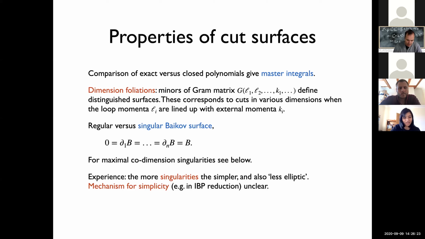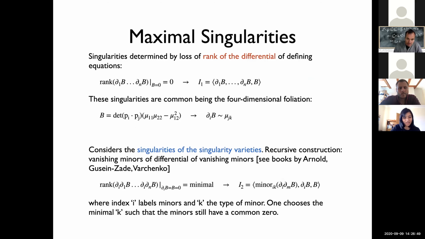One must say, however, that apart from this topological information, it is not so clear what the mechanism of these simplifications is that one observes whenever singularities are around. In fact, one sees simplification also in the IBP reduction, and it's not totally obvious why this is the case. Okay, so I hope we will discuss this, however, in a bit.